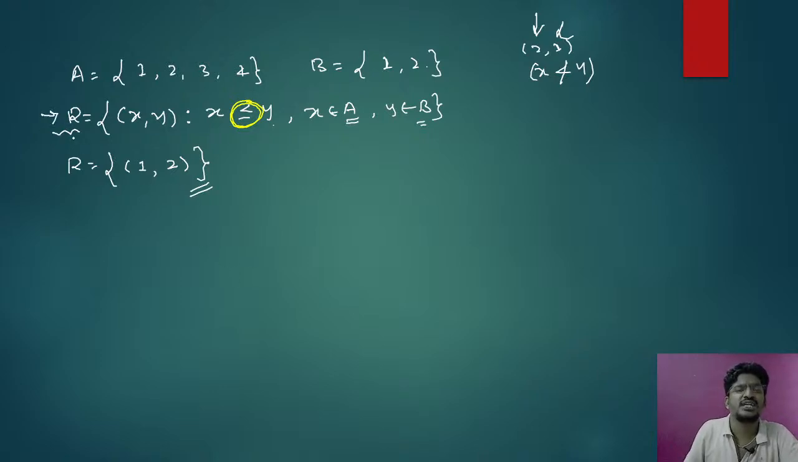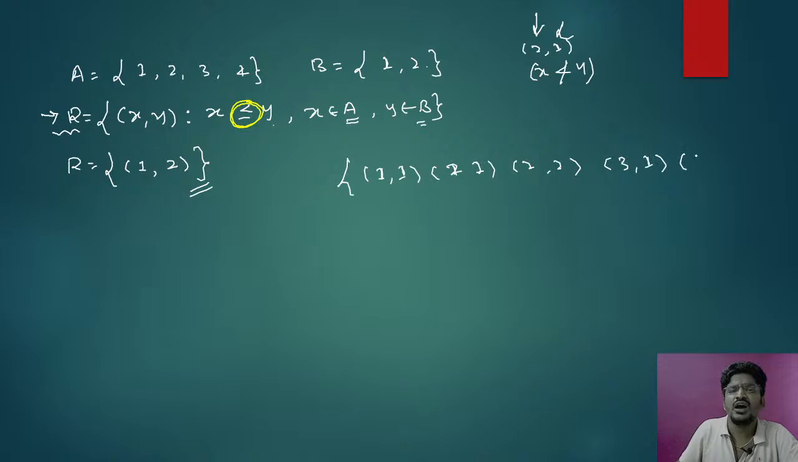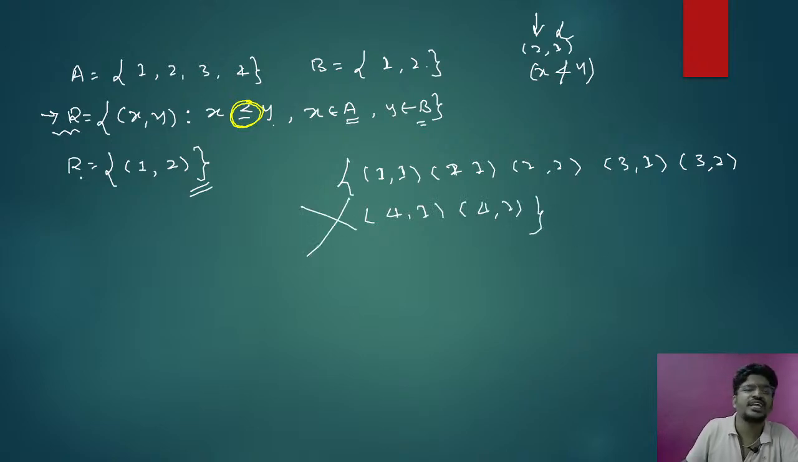Only (1,2) is present in this relationship, because if you go on writing other elements, I can't write (1,1), I can't write (2,1), I can't write (2,2), I can't write (3,1), (3,2), (4,1), or (4,2). Why can't I write all these ordered pairs in this relation? Because these ordered pairs do not satisfy the particular relationship defined by this R.